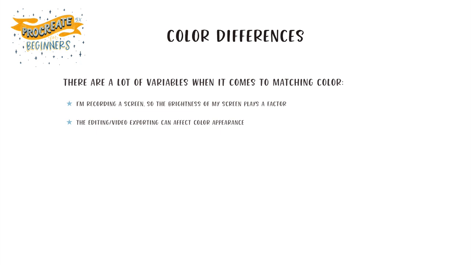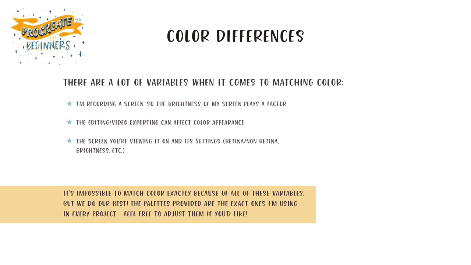The editing and video exporting process and the compression of the video can sometimes alter color a little bit. And then the screen you're viewing it on, your screen's specific settings, the brightness, whether it's a retina or a non-retina screen. So it's impossible to match color exactly because of all of these different variables, but I promise we do our best. And all the free color palettes that were provided are the exact ones that I'm using in every project, whether or not the color is exactly the same or a little different on screen. But please feel free to adjust them however you'd like.